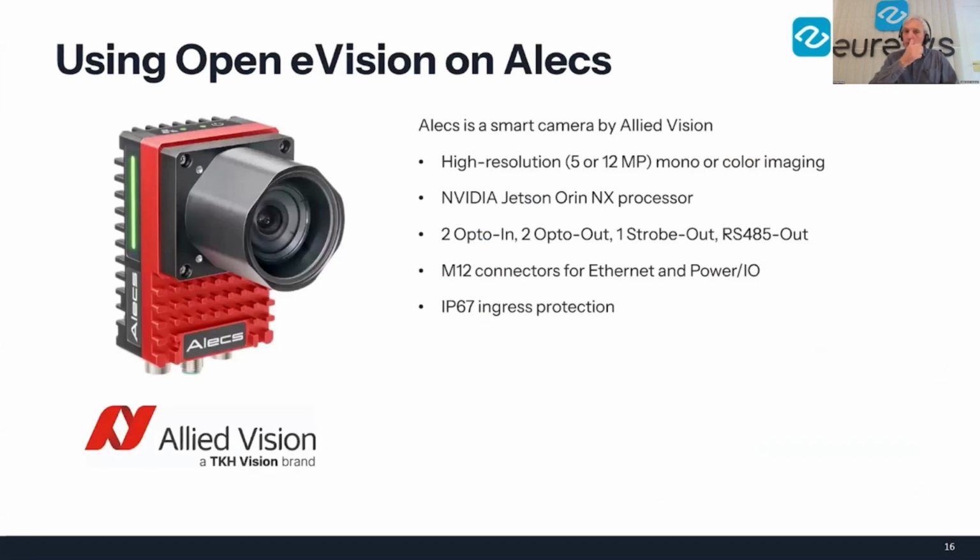So today I would like to specifically talk about Open eVision on Alex. And what is Alex? Alex is a new smart camera from Allied Vision. So you have different kinds of sensors. There are 2 different sensors today on Alex, 5 and 12 megapixel sensors. And that smart camera includes the latest Jetson module from NVIDIA, the Orin NX processor, which gives you a fairly good amount of power for image processing.